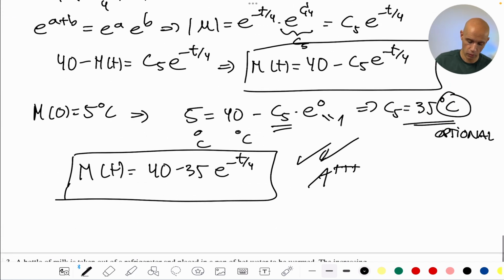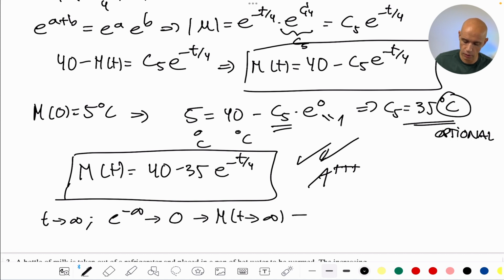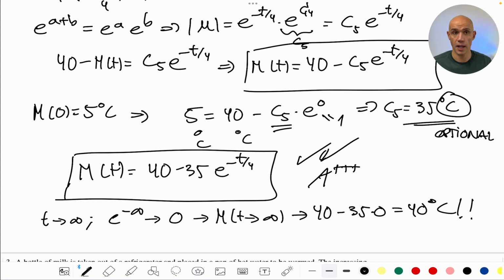So what happens if t goes to infinity? Like a long time. Then you know that this term goes to 0, the thing that we don't want, but it goes there. So what is the conclusion? That this is going to go to 40 minus 35 times 0, which is 40. That's exactly what that graph was saying, and also the wording. It was always less than 40 degrees. So this bottle of milk, after a long time, is going to get to 40 Celsius.